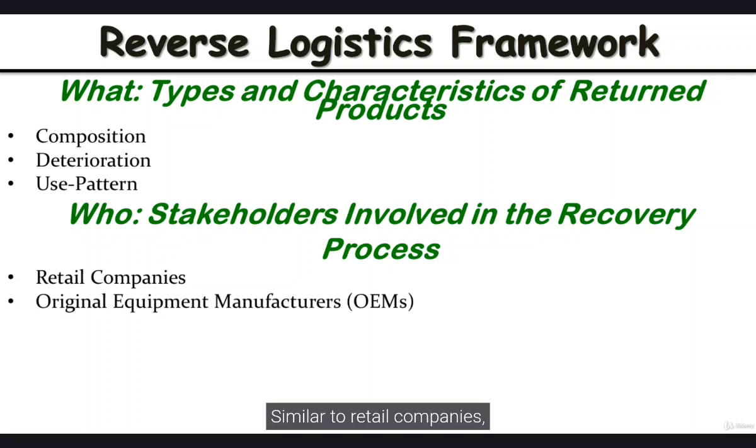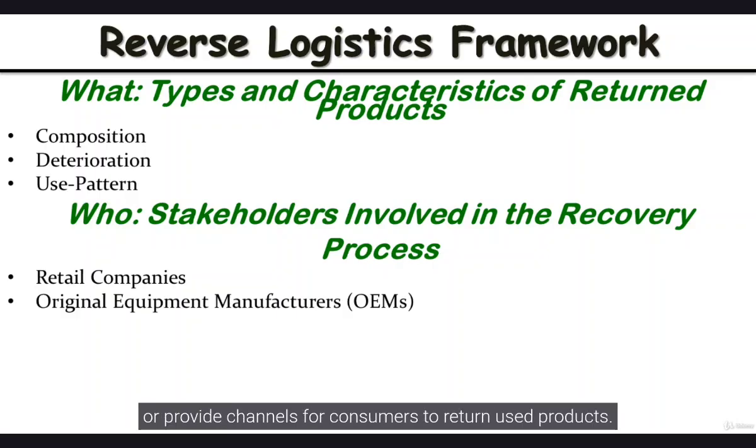Similar to retail companies, original equipment manufacturers may offer services for product returns, repairs, and warranties. Manufacturers generally do not have stores, so they could own or outsource return centers to third-party logistics service providers or provide channels for consumers to return used products.